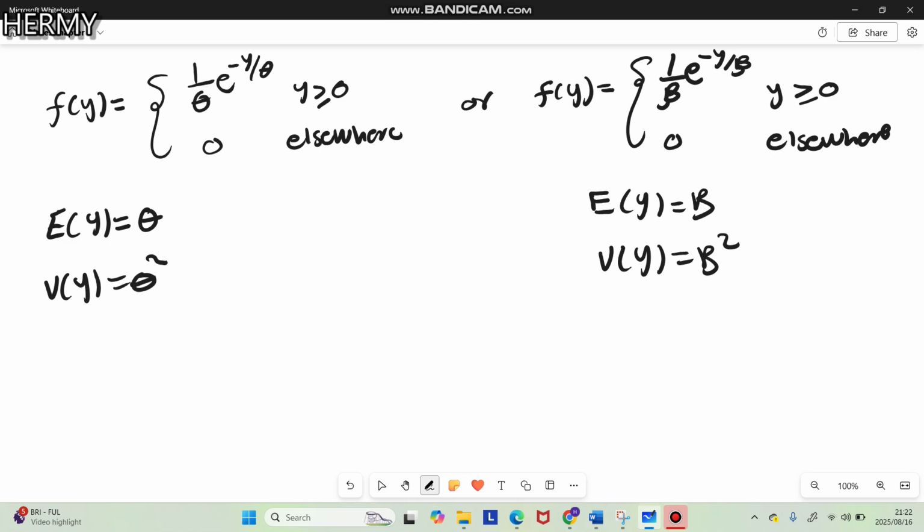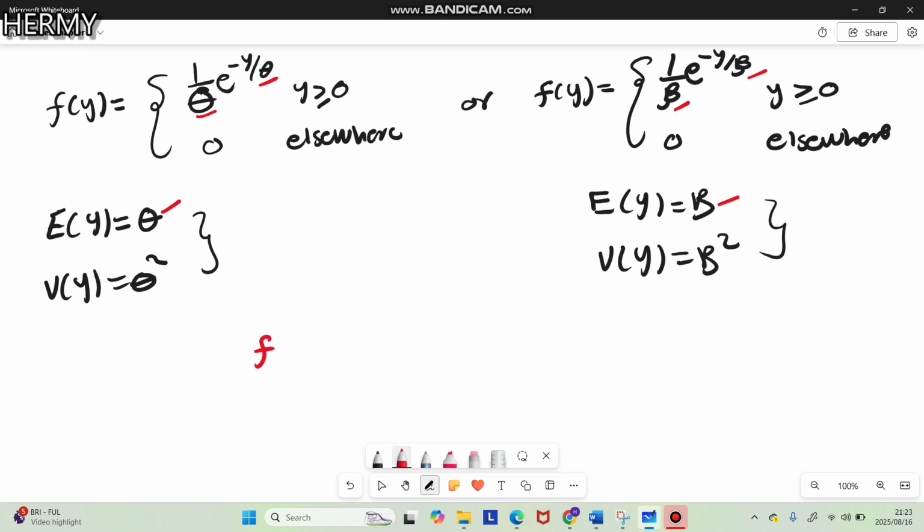Why am I saying this side is theta, but this side I'm saying beta? Remember here, they are giving you 1 over theta, e to the power negative y over theta. There's a theta here, there's a theta here. So the expected value is theta. This side, there's a beta, there's a beta. The expected value is beta.